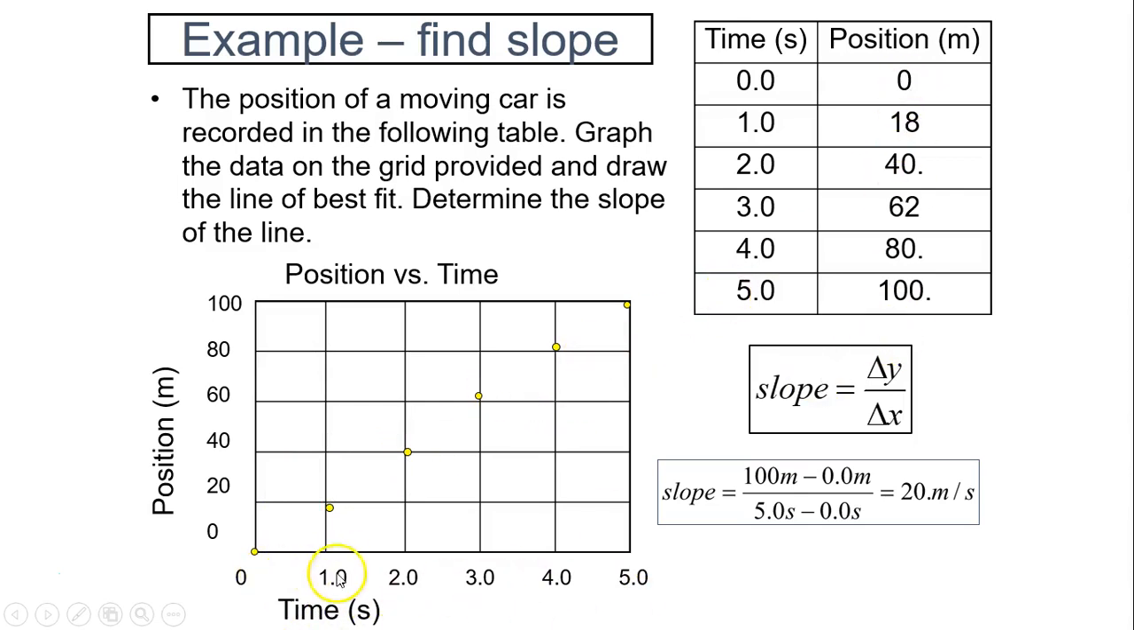Time is independent, on the x-axis. The position is dependent. Here's the title. Here is the variable with units. And as you can see, the scale is linear. So in this case, you draw a best fit line. The best fit line should be very close to all the data.